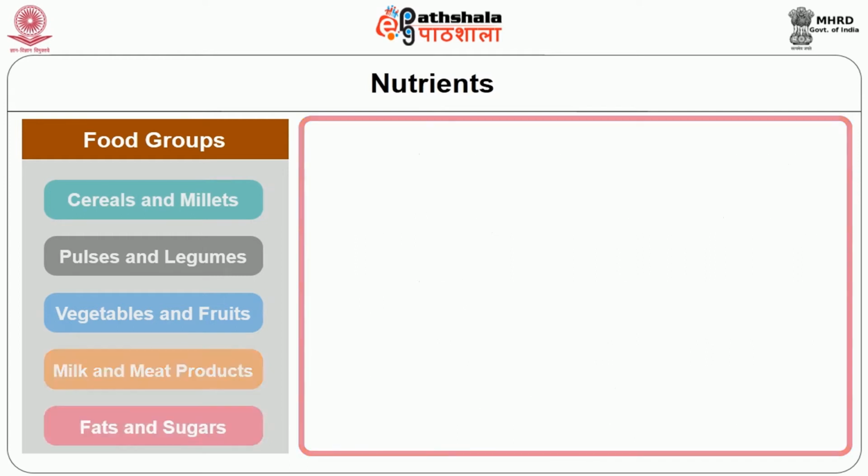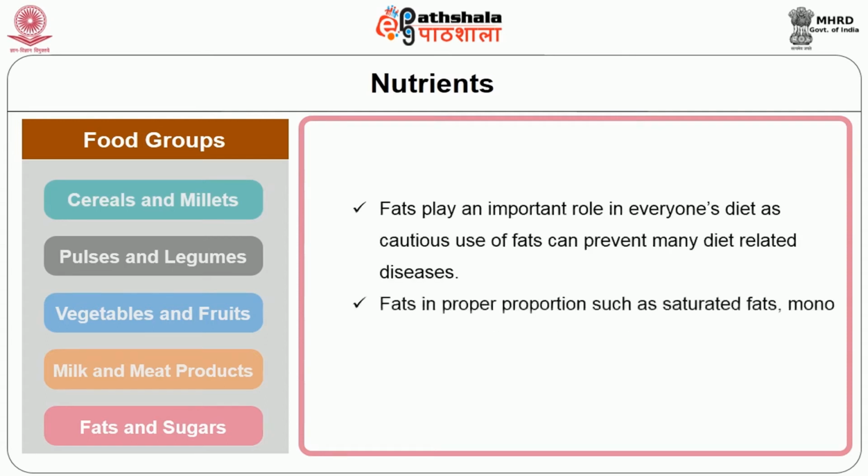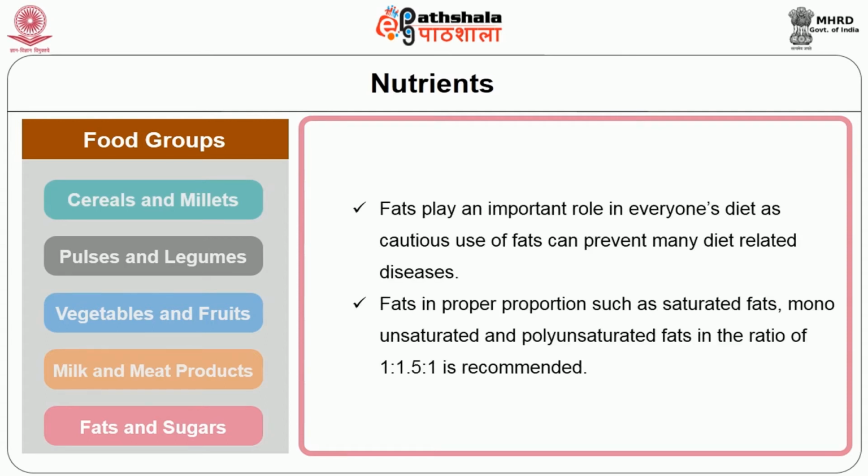Also, when we move on to the fifth category of food grouping, which is fats and sugars, which is always on the top of the pyramid and occupies the smallest place, it has a critical and crucial role in everyone's diet as it cautions the use of fats that can prevent many diet related disorders.